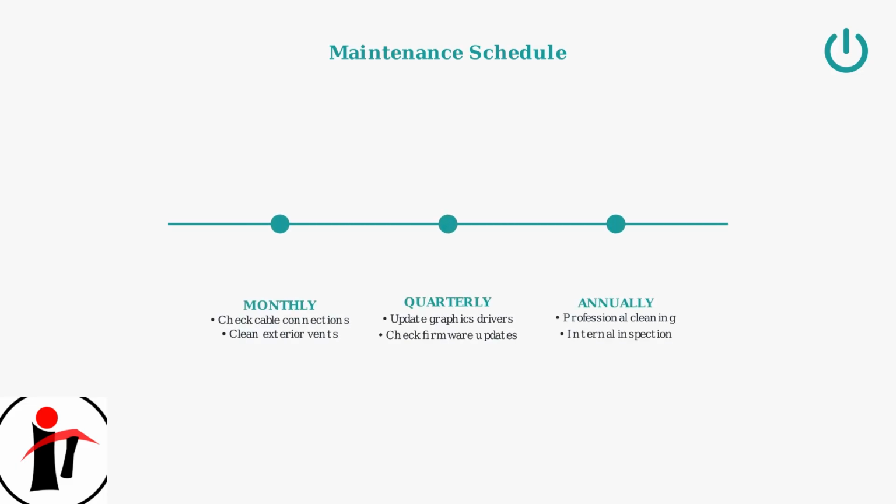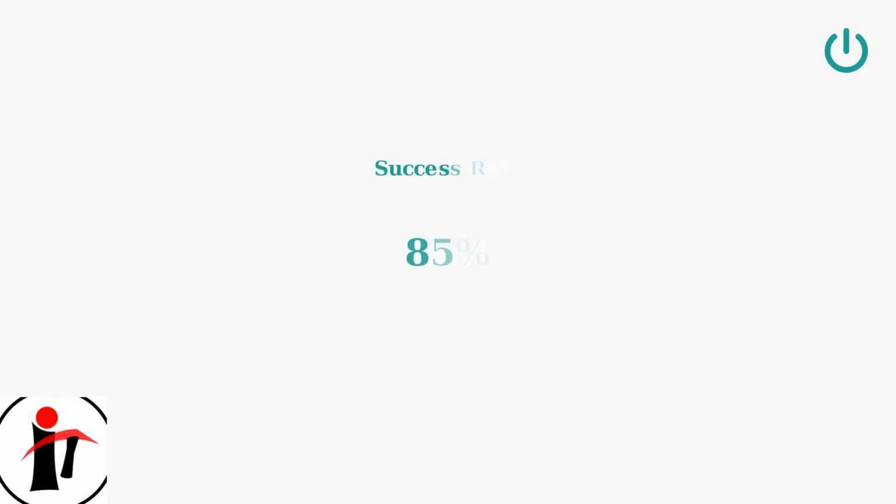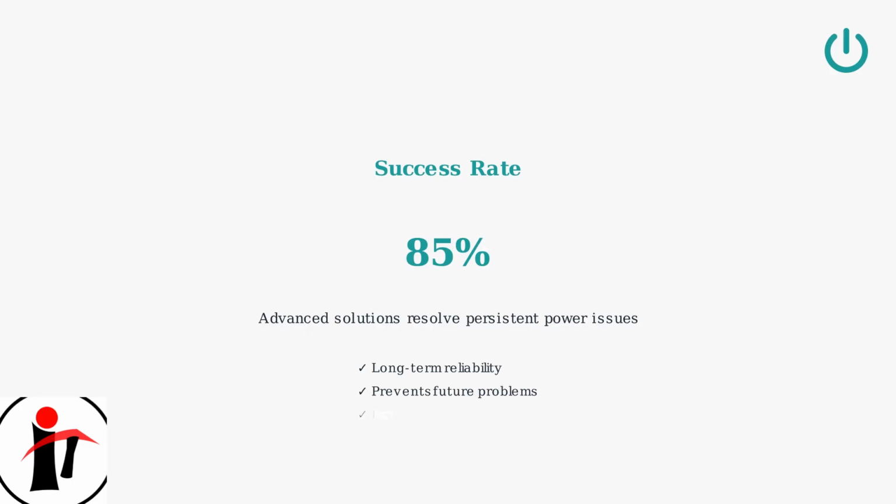Check cable connections monthly, update graphics drivers and firmware quarterly, and consider professional cleaning annually after warranty expiration. Following these advanced troubleshooting steps and preventive measures achieves an 85% success rate in resolving persistent power issues, ensuring long-term reliability for your Sceptre monitor.